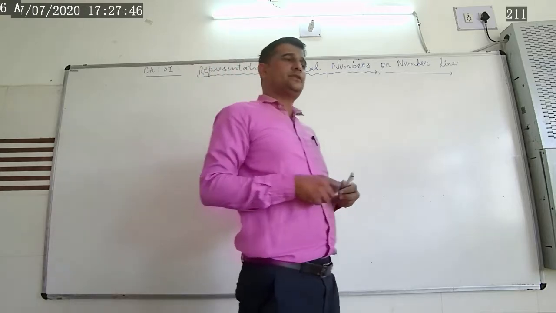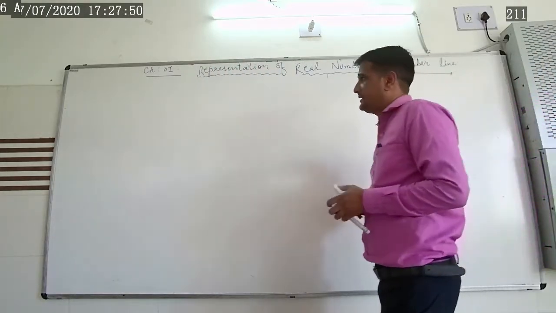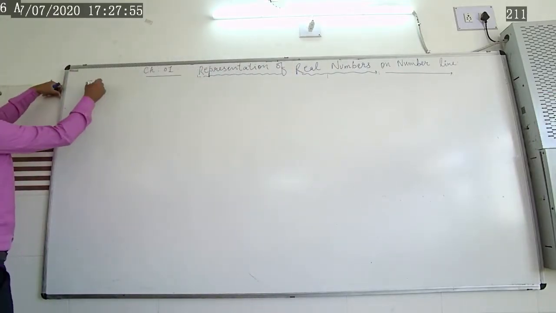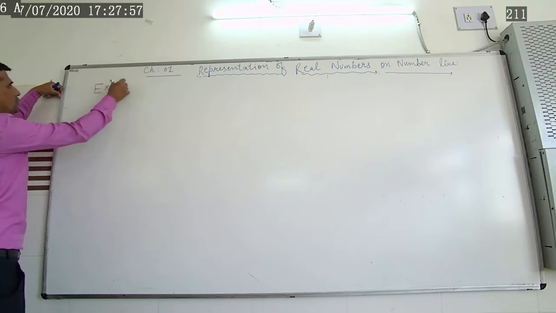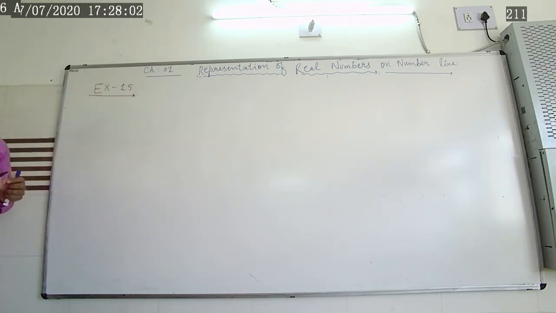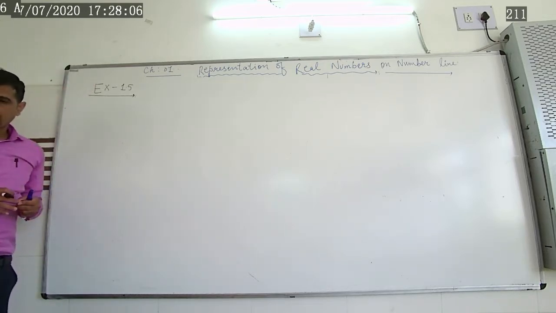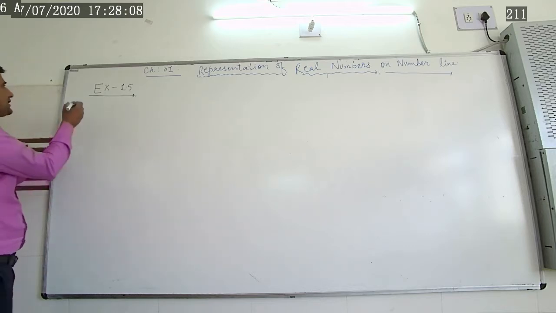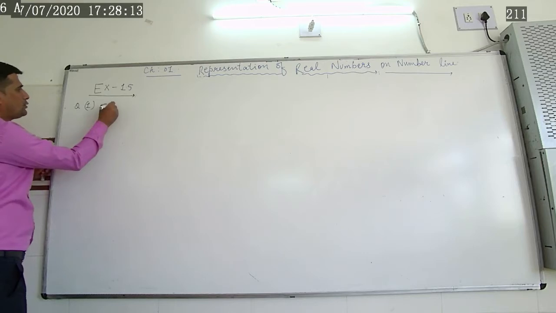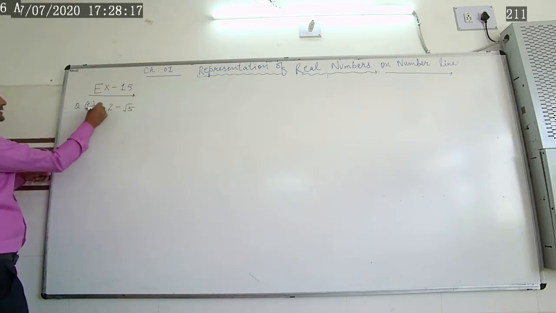Good morning, students. Once again, we have to start our new exercise, that is Exercise 1.5. What is this exercise about? Classify the following numbers as rational or irrational. Question number 1: the first part is 2 minus under root 5.